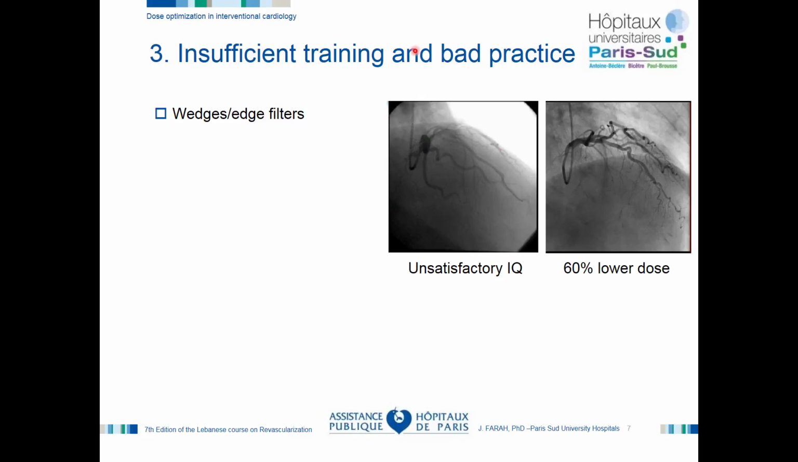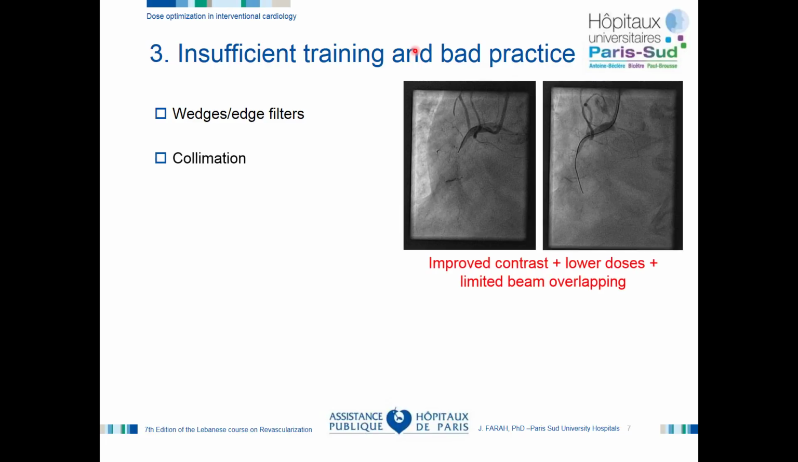The second parameter is collimation, and collimation really improves the contrast, lowers the dose, and most importantly, limits the beam overlapping. The risk of skin injuries mostly comes from this beam overlapping also. So collimating as much as possible gives you the opportunity to save on the dose to the patient.